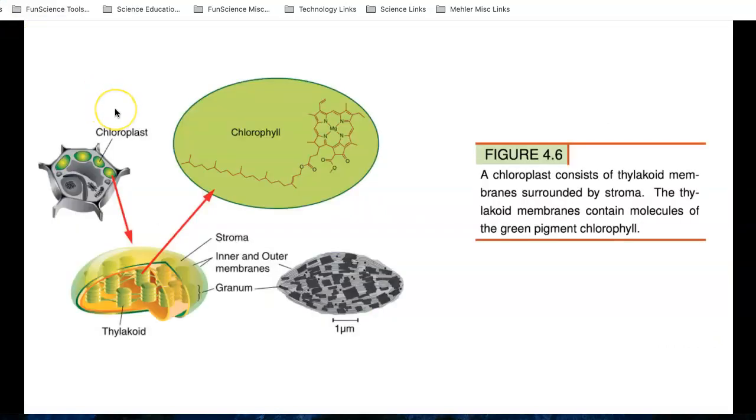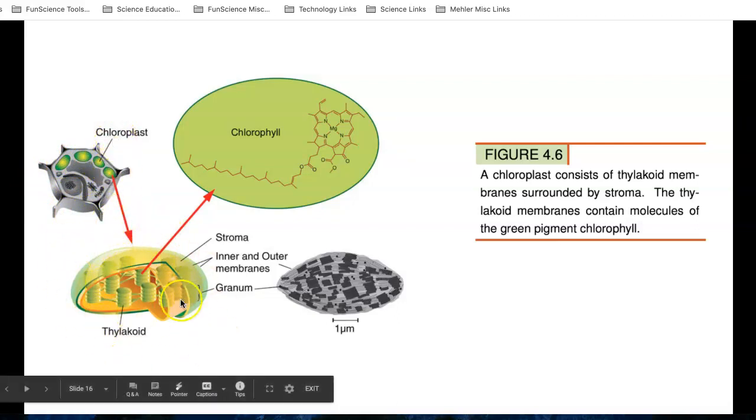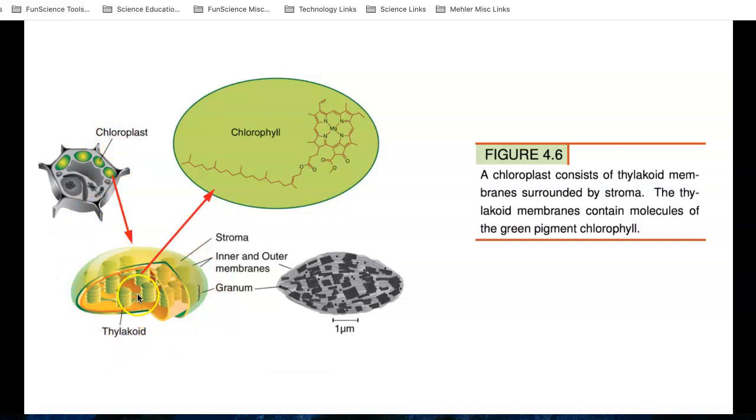So in the cell, where does photosynthesis take place? Here's a typical plant cell, and you'll notice that it has these green organelles in it. These green organelles are called chloroplast. Here's 1 chloroplast right here. And inside the chloroplast, you have grana, which are these stacks. You have inner and outer membranes. You have the stroma. You have what are called thylakoid discs here. And this is where photosynthesis takes place.